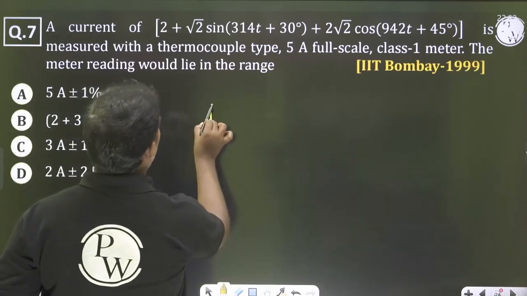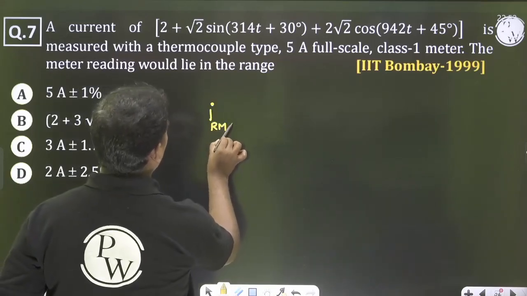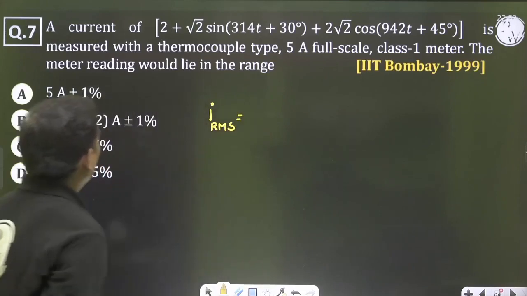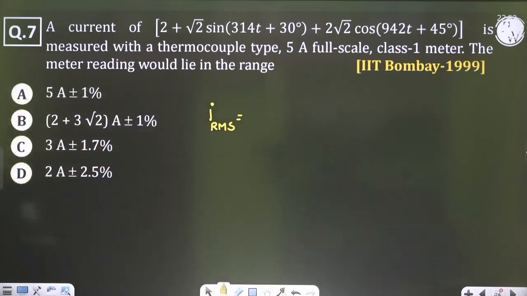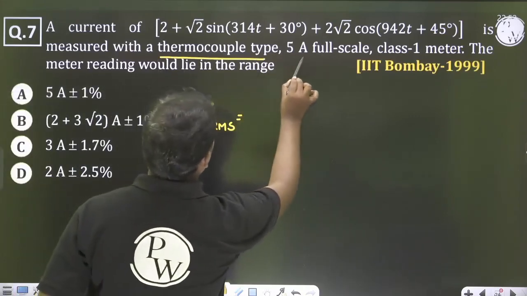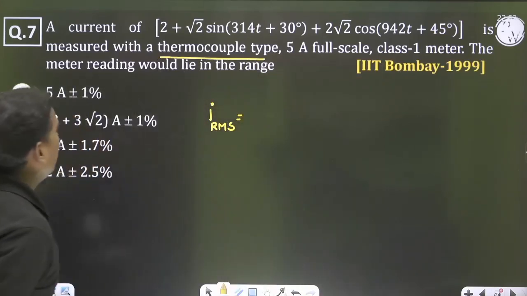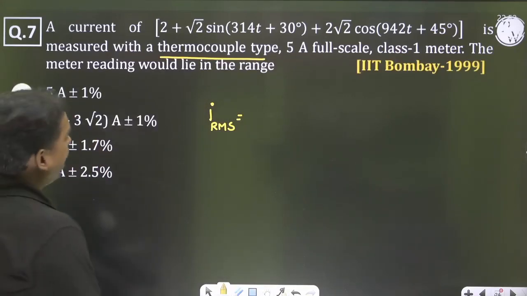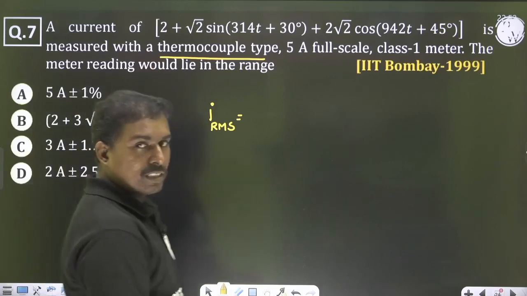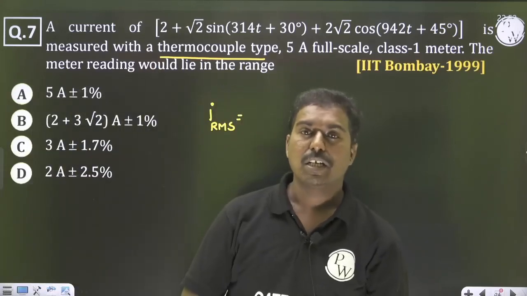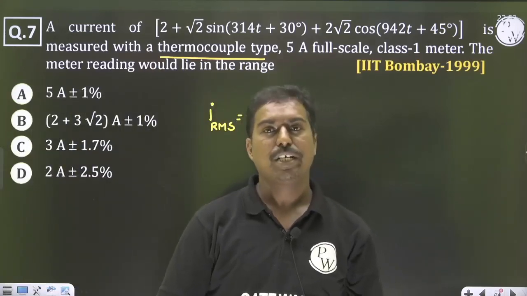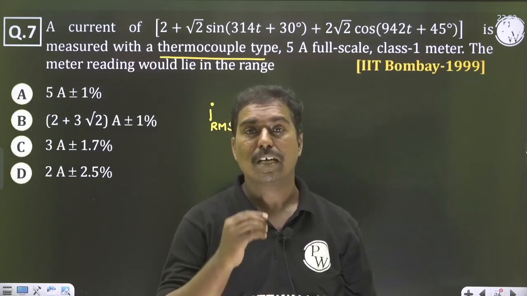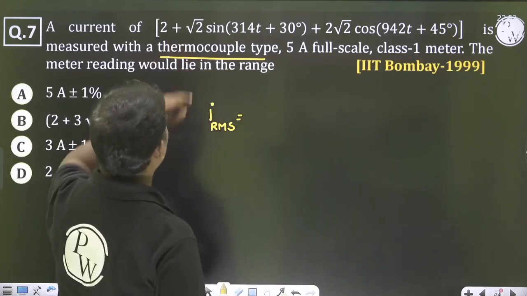So the IRMS, first of all. A current of 2 plus root 2 sine term and 2 root 2 cos term is measured with a thermocouple type, 5 amperes, full scale, class 1 meter. The meter reading would lie in the range. First of all, the RMS value. Why? Because thermocouple meters, moving iron meters, true RMS meters, hot wire instruments, these all will measure the RMS value. So what is the RMS for this expression?